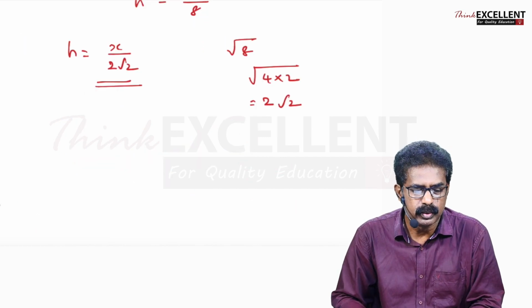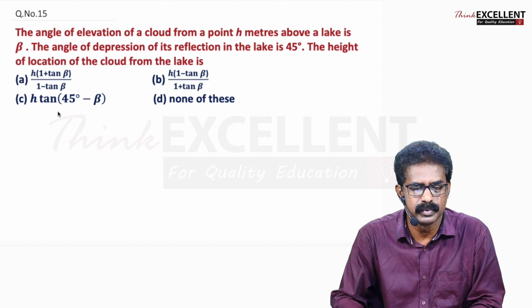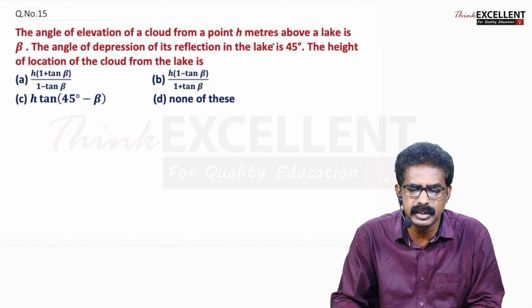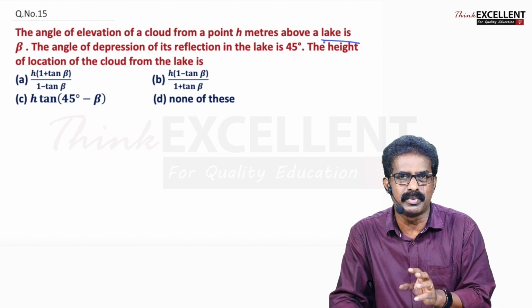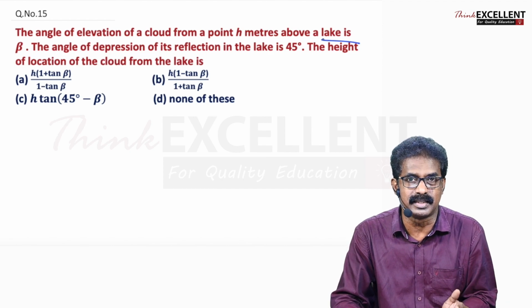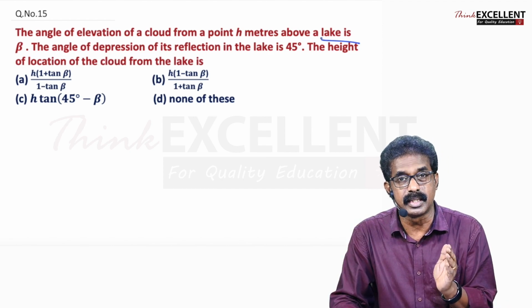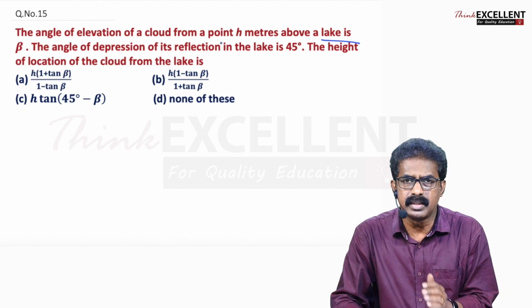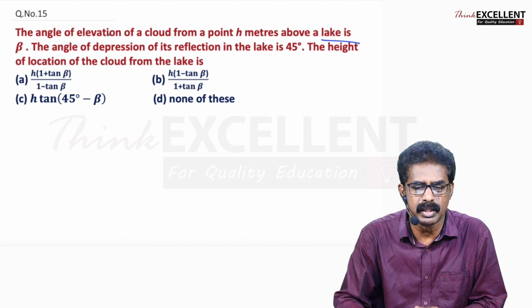Now let's move on to the 15th question. Look at this question. The angle of elevation of a cloud from a point h meter above a lake. By seeing this, some of you have got some idea, right? One of the questions you would already have studied in the exercise, I think exercise 6.4, the third question, right? But there they are given theta 1, theta 2 and all. So it's a similar question only.